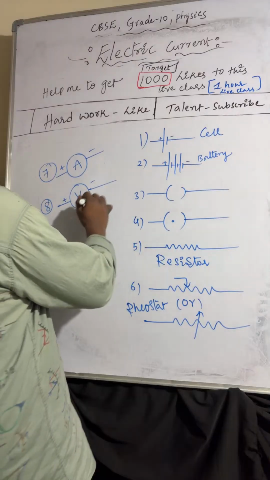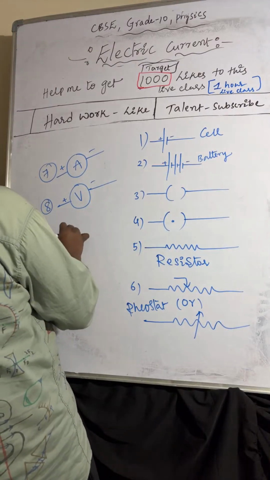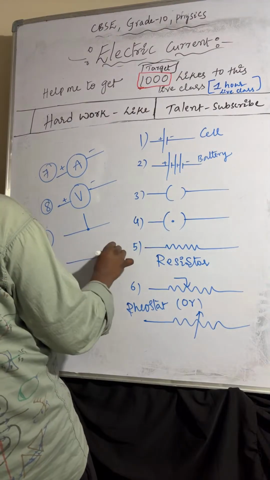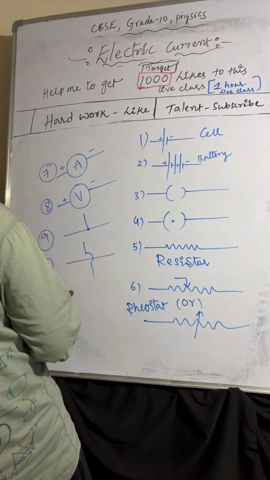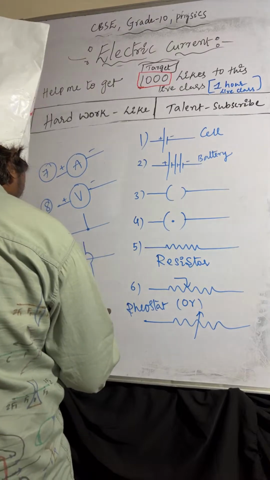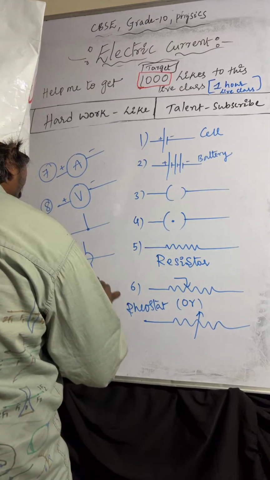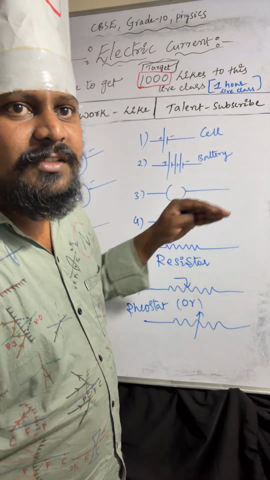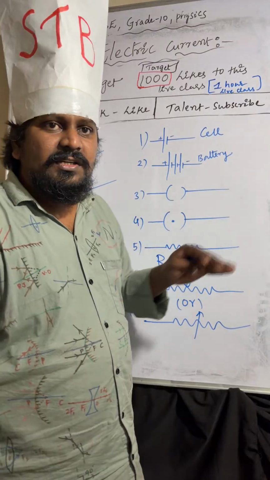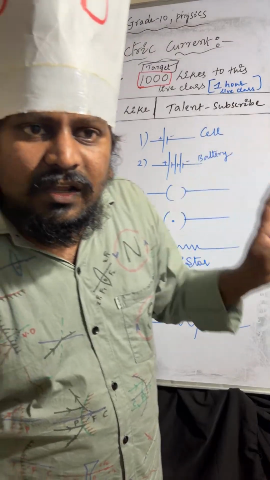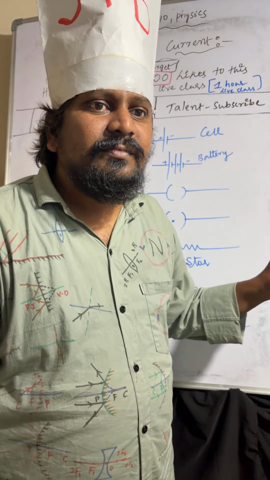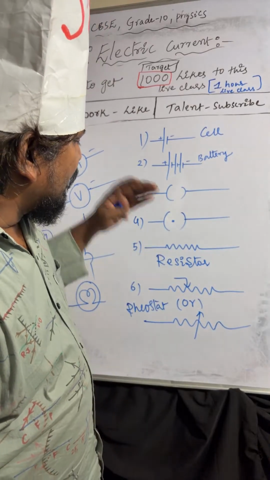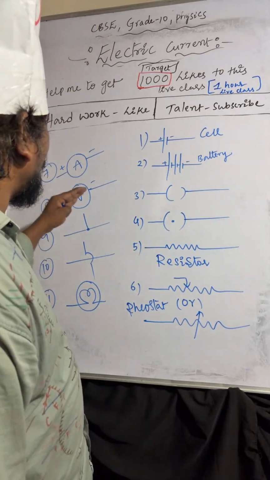So here I am connecting voltmeter, ammeter, wire joining. This is a wire joining. 10th one is wire crossing. 11th one is bulb. This is a bulb. Cell, battery, open switch, closed switch, resistor, rheostat, and ammeter, voltmeter.